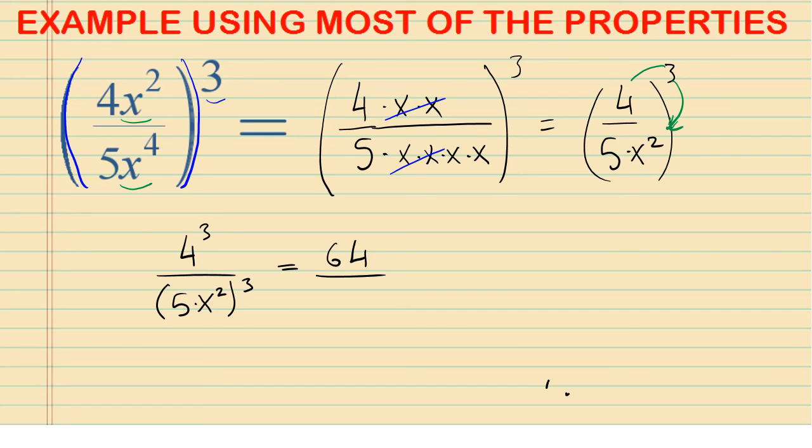The denominator still has a power on top of another power. So we are going to use this exponent and apply it to both of the terms that are in multiplication: 5 to the third power times x squared to the third power. Now we have a power to a power property on the denominator this time. 64 divided by 5 cubed, which is 5 times 5 times 5. And x squared to the third power is going to be x to the sixth power.